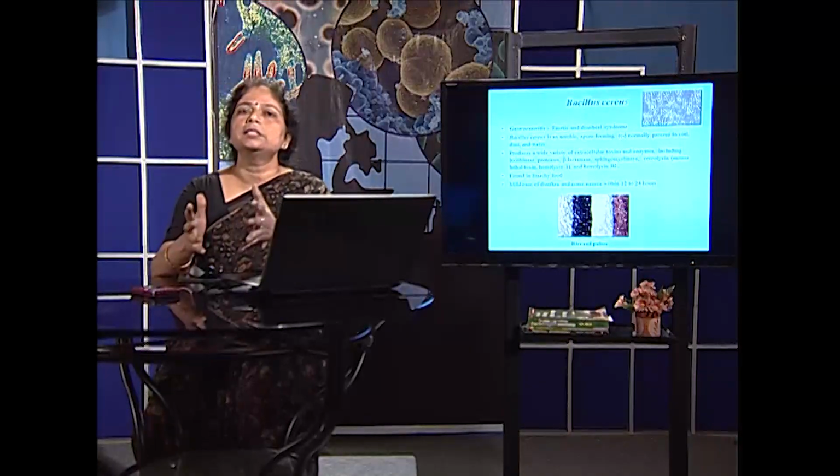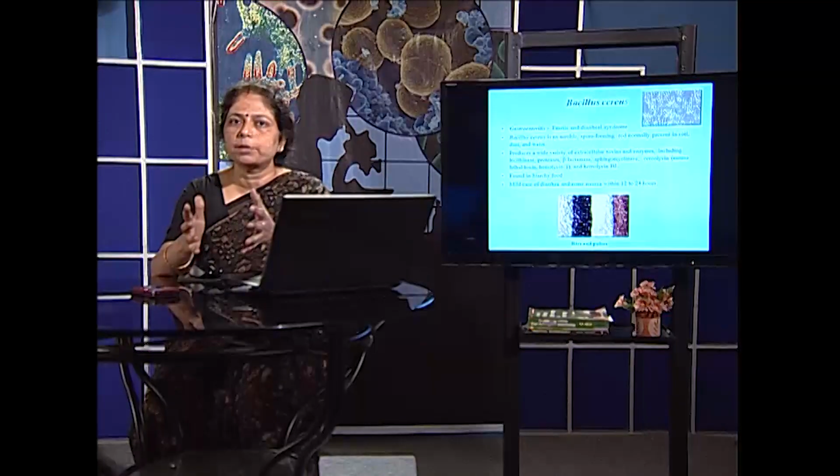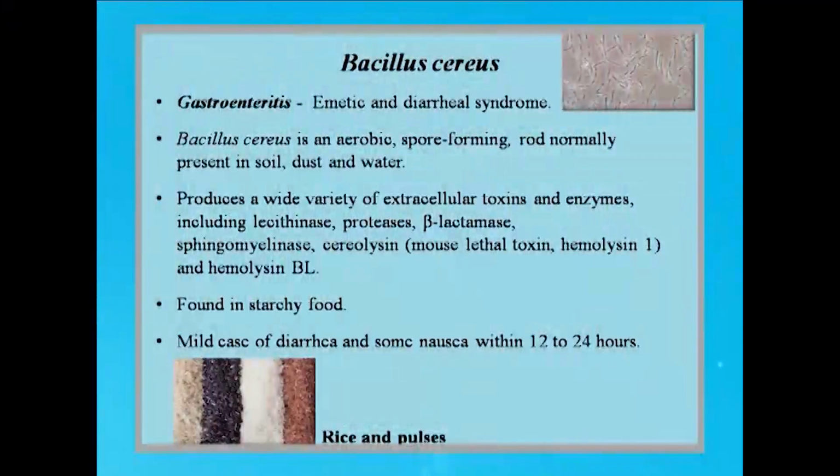Coming on to another genus, which is again a gram-positive bacteria, is Bacillus cereus. Now this Bacillus cereus causes gastroenteritis, which is of two types, or basically it shows two prominent symptoms. One is emetic and the second one is diarrheal. Emetic means you have acute vomiting, and diarrheal type means you have symptoms of acute watery diarrhea.